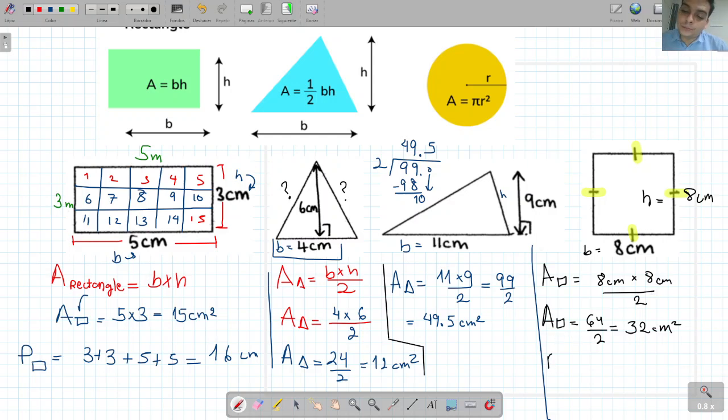Now let's try to find the perimeter. For the perimeter we need to add, but it's not very difficult because it's a square, so all the sides are going to be the same. So we have 8 plus 8 plus 8 plus 8, 4 times. The perimeter of the square is going to be 32 centimeters. And we finished that part.